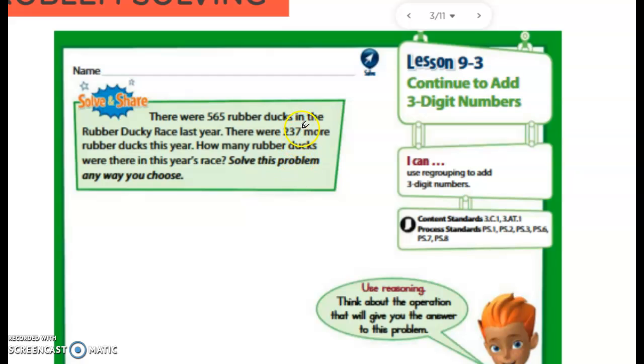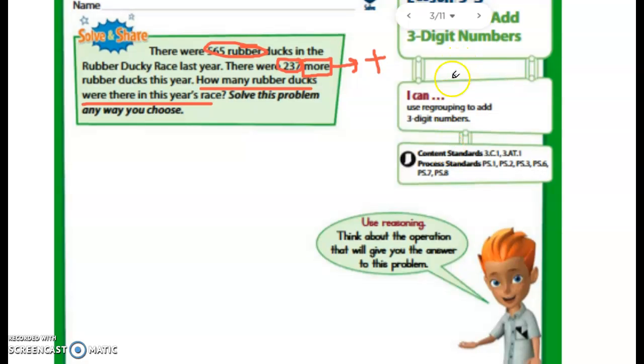So I can see this key word, more. That tells me that we are adding more onto it. Make sure you have your question underlined and your numbers circled. So this more is our key word that we need to add. So let's go ahead and add those together.